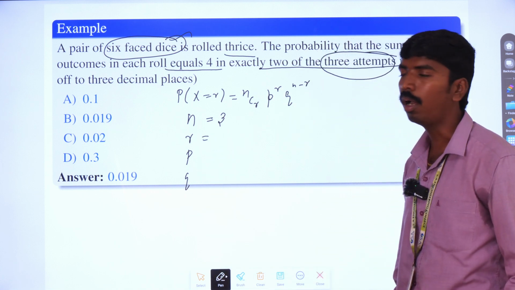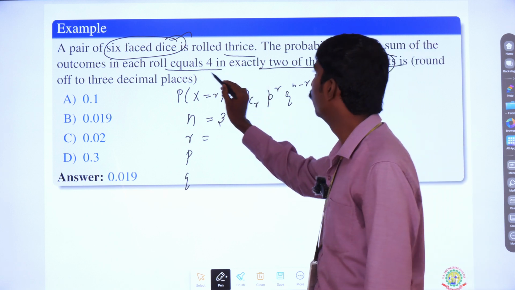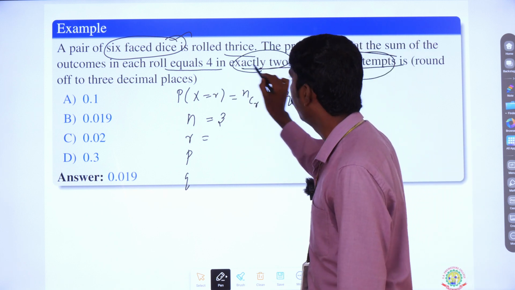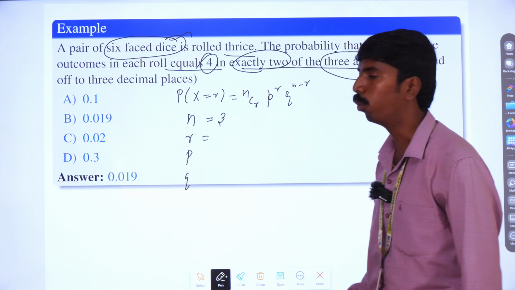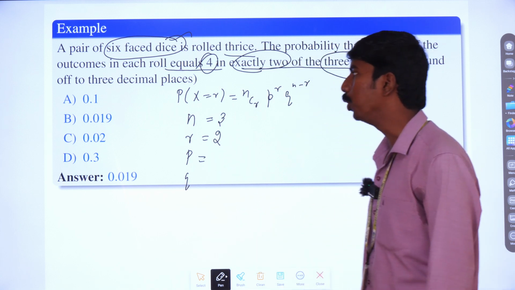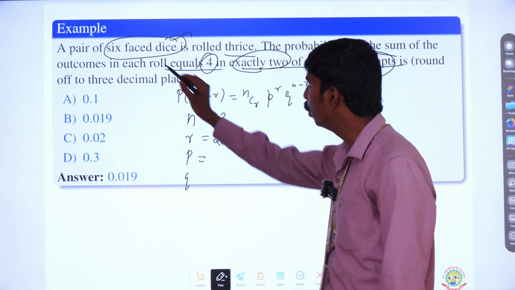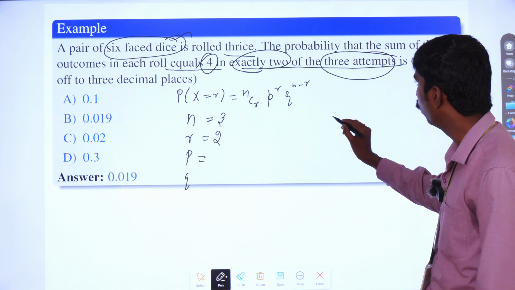Now, what is r? r is nothing but the number of successful trials we decide. So exactly 2 times the sum is 4. Therefore r is nothing but 2. Then for p, I need to choose the single-trial successful event. So when I throw a die, I need to find out where I will.